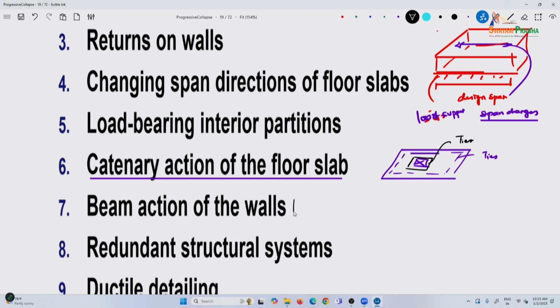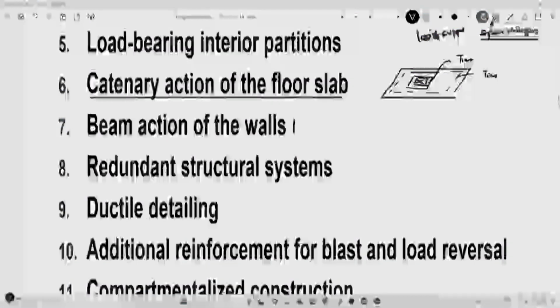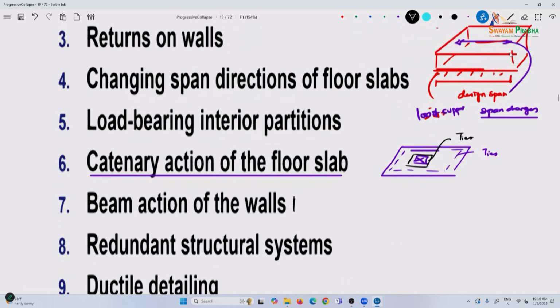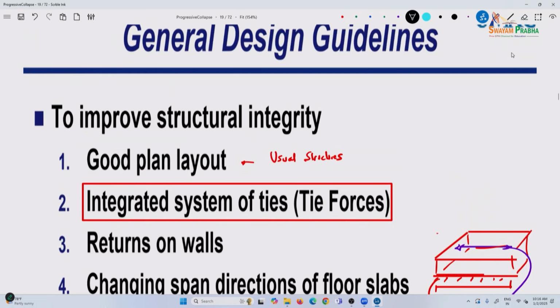Beam action of walls, the shear walls, and then redundant structural systems, ductile detailing, additional reinforcement for blast and load reversal, and compartmentalization. So, breaking the frames up into different compartments, having a gap between those. So, these are all different strategies that can be adopted.